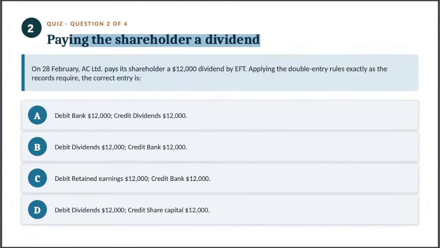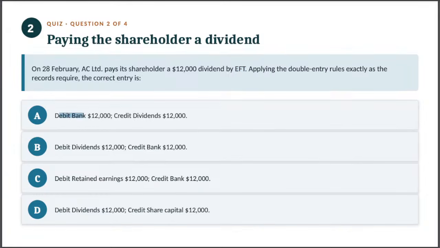Paying the shareholder a dividend. On February 28th, AC Limited pays its shareholder a $12,000 dividend by electronic fund transfer. Applying the double entry rules exactly as records require, the correct entry is A, debit the bank account $12,000, credit dividends $12,000. So he paid shareholders dividends by EFT, electronic fund transfer from his bank.